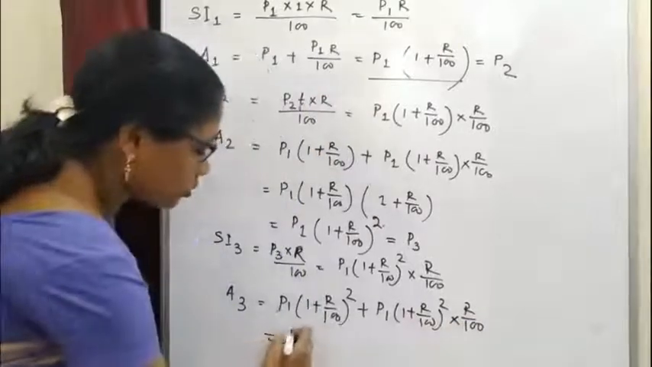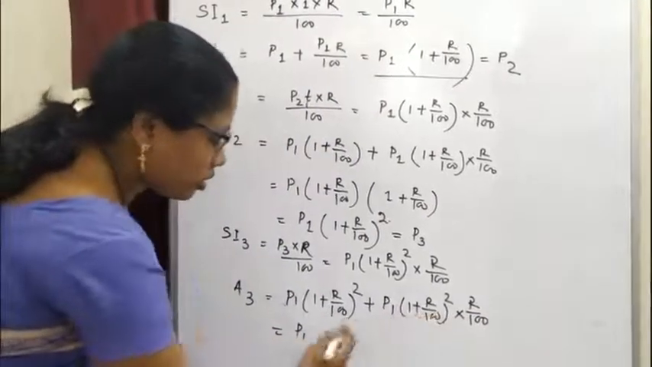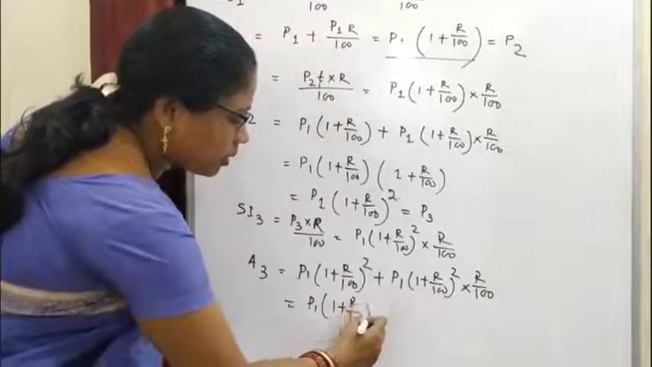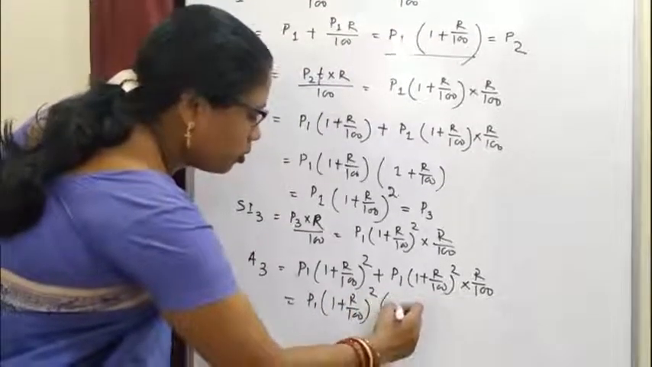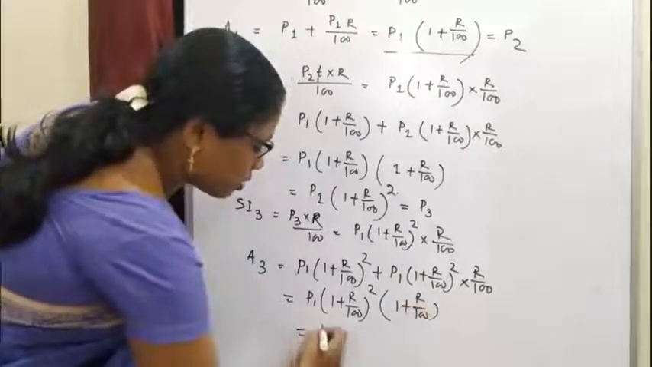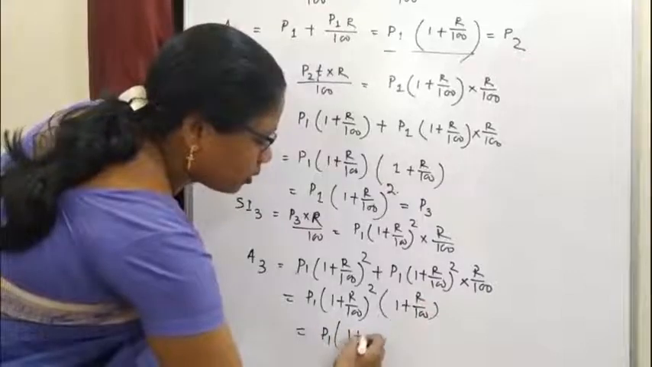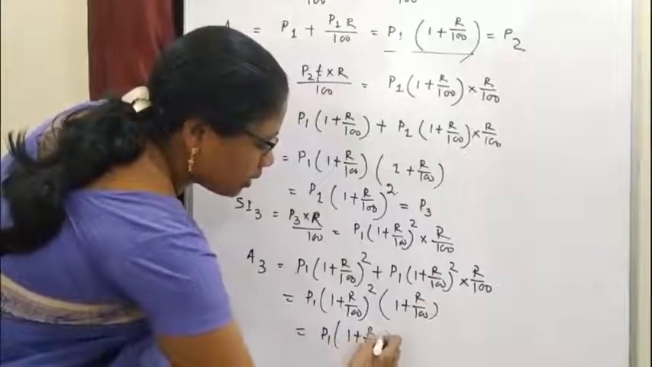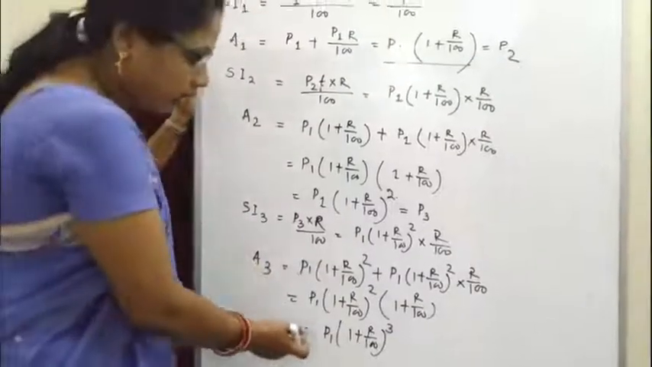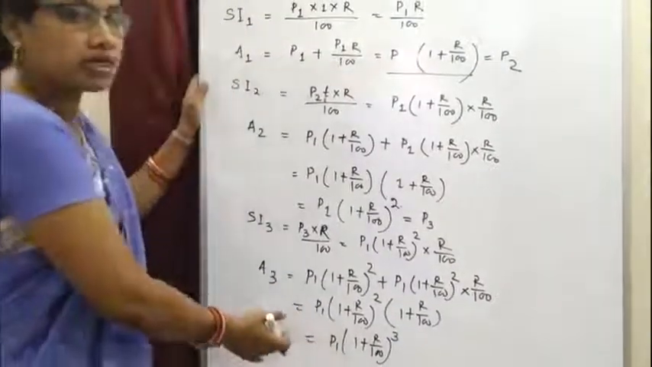So this is common in both the terms. So P1 whole into (1 plus R by 100) raised to the power 2, whole into (1 plus R by 100). So this is equal to P1 whole into (1 plus R by 100) raised to the power 3. So for the third year, this is the amount, that means A3.